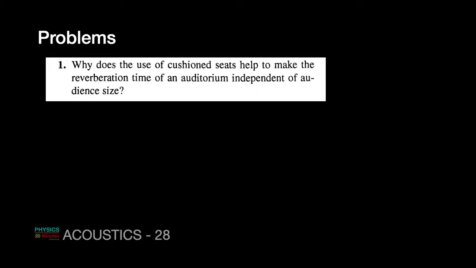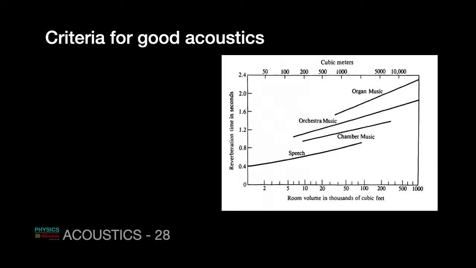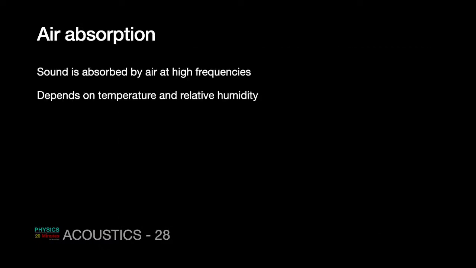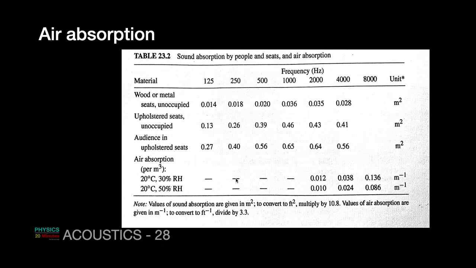Let's take up some of the problems. Why does the use of cushioned seats help to make the reverberation time of an auditorium independent of audience size? The answer lies in the graph that I had shown here. You can see that if it is not cushioned, then the change in the reverberation time is huge, tenfold, 0.014 to 0.13.